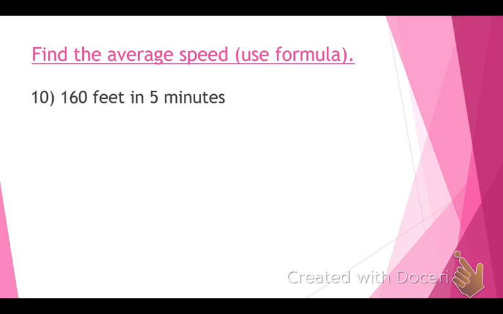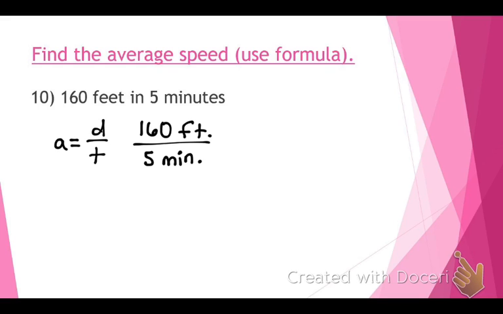Find the average speed, use the formula. Tell me one more time, what's the formula? Okay, Carlos, what should I do? 160 feet. Always put those units over 5 what? Minutes. Okay, how do I get my denominator to become a 1? Divide by what? Divide by 5 on both sides. What do you get? Okay, 32 feet per second.